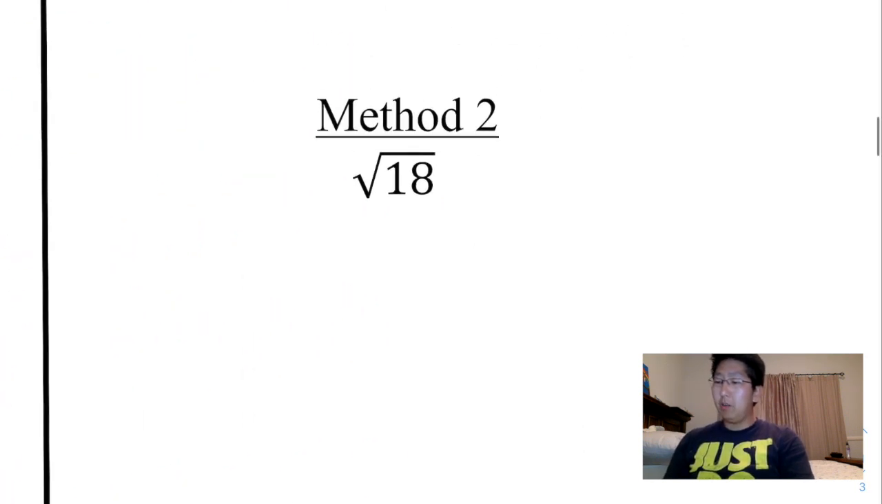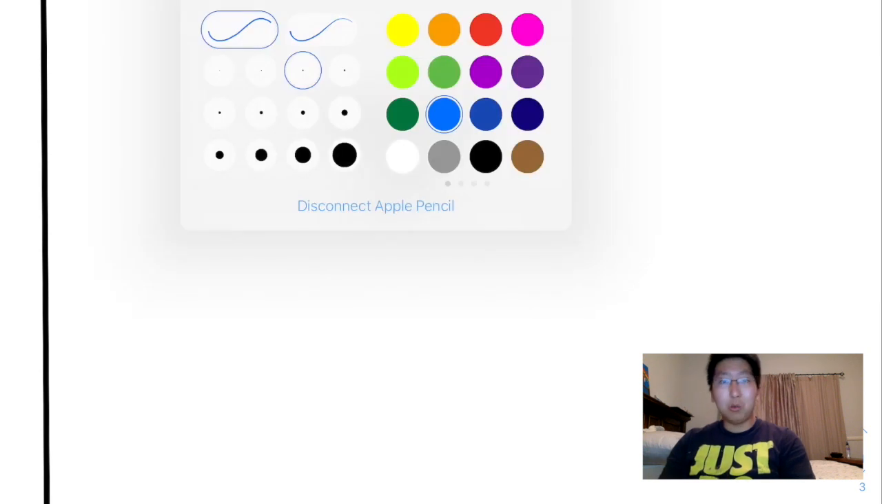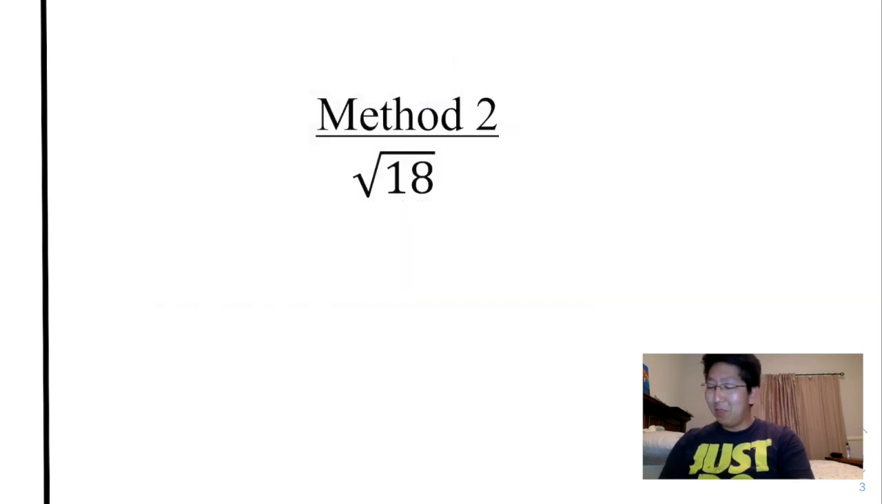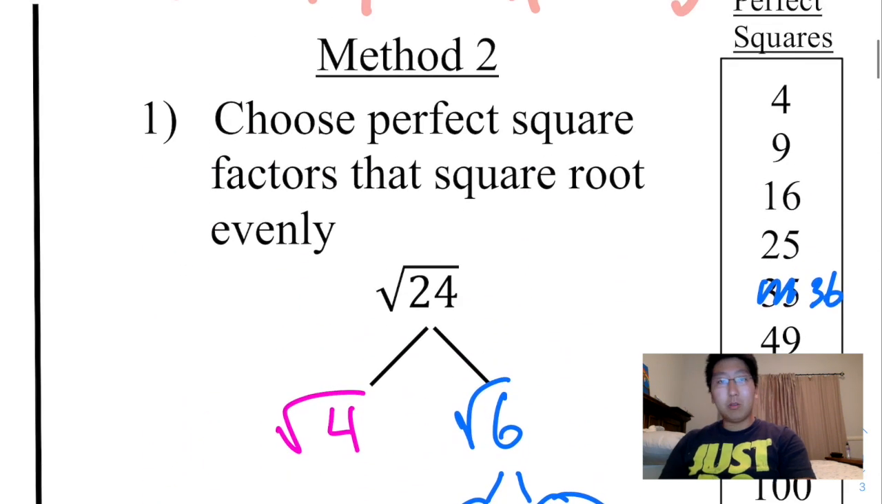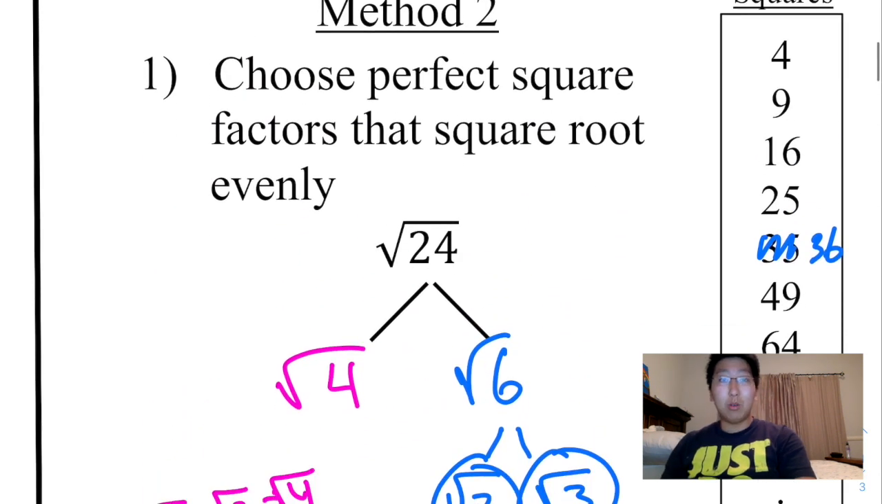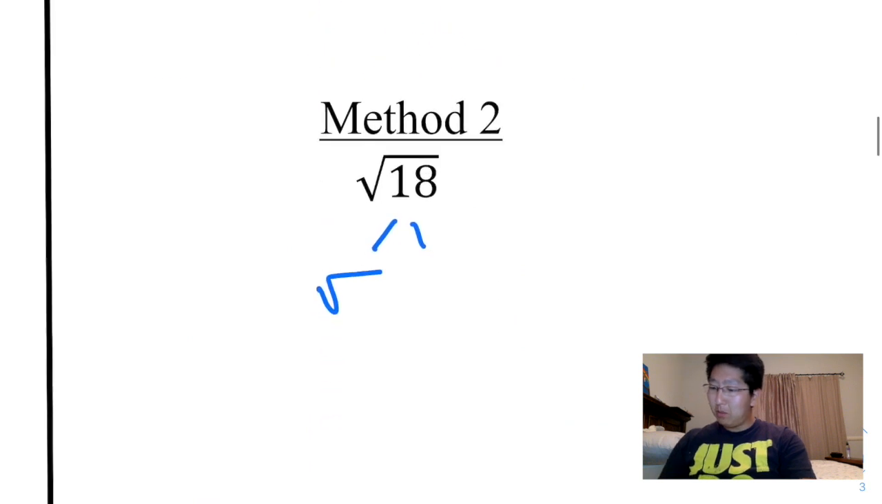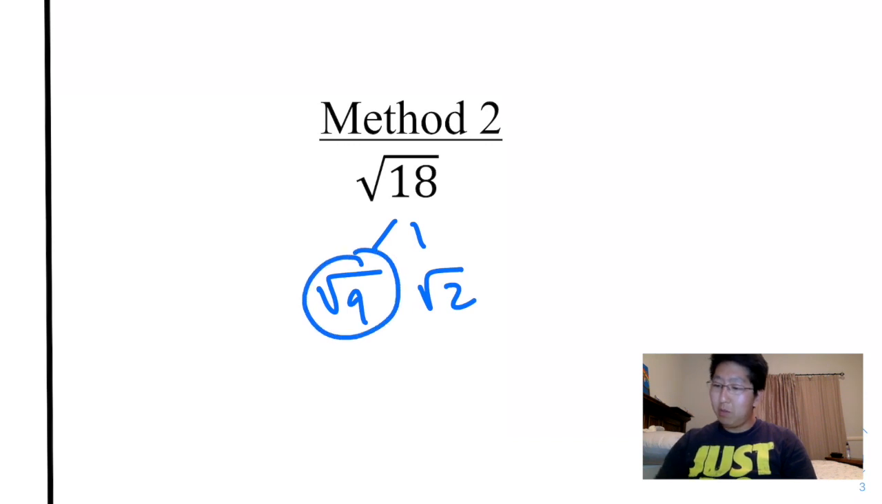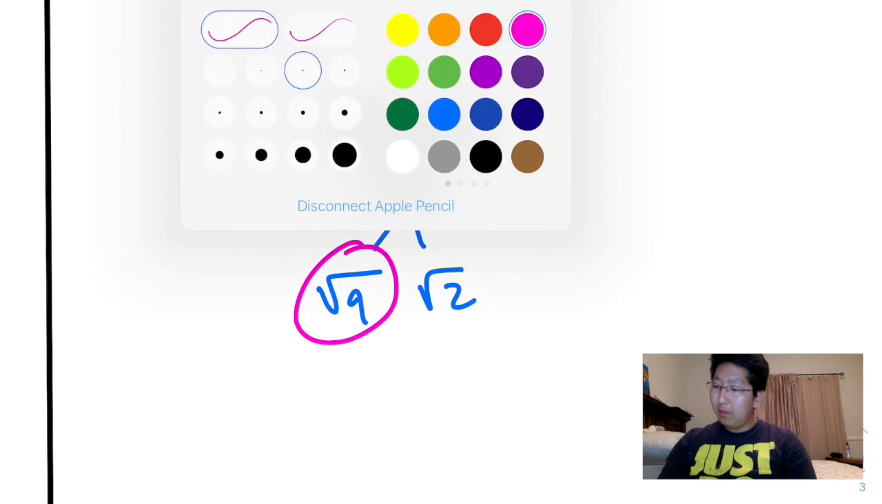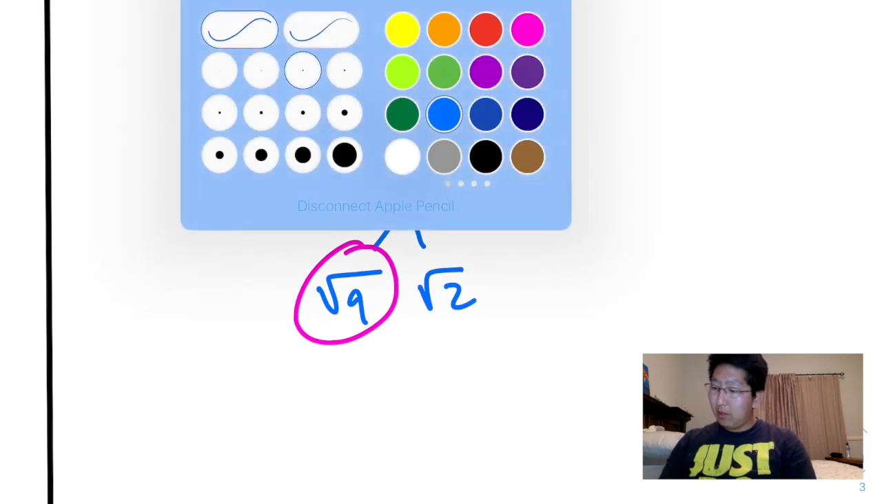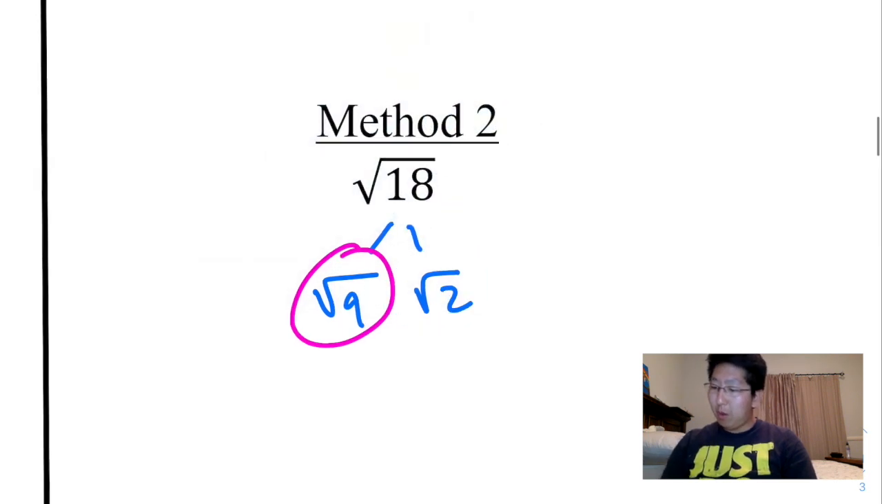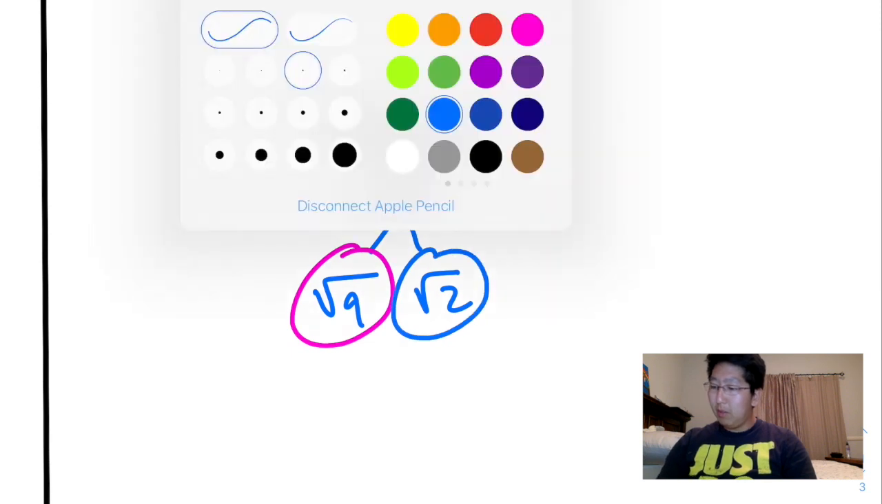Okay. Our second method, square root of 18. I can break it up to square root of 9, I'm going to try to grab a perfect square from this list, and I know square root of 9 is there. So square root of 9 times the square root of 2. That's why I saved that one. And this is a perfect square, so I'm going to circle that in pink. And this right here is a prime number, so we can't break that up.